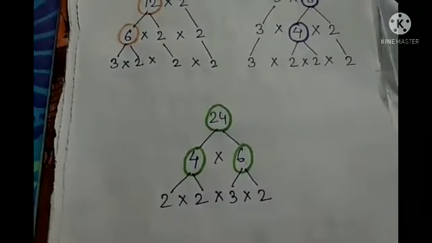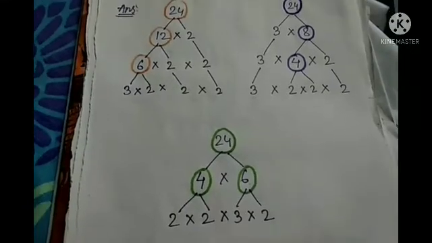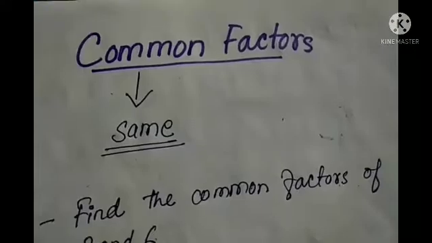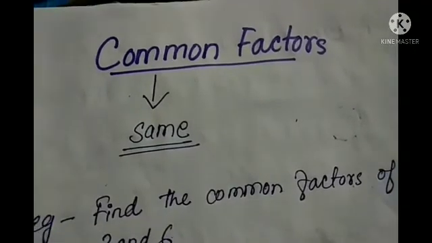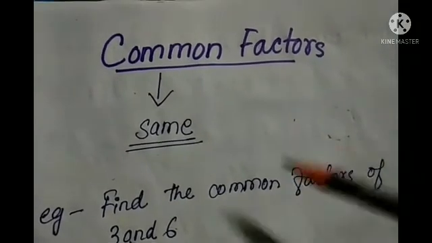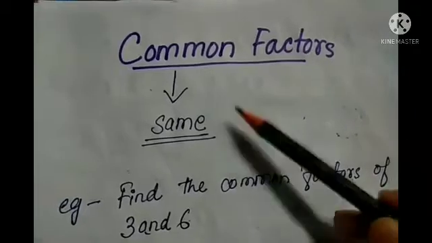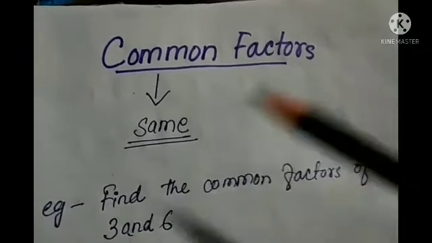So I think you have understood this, students. In this way you can also make different factor trees of a number. So students, till now we have learned how to find the factors, the divisibility rules, and also how to draw a factor tree, how to make factor trees.